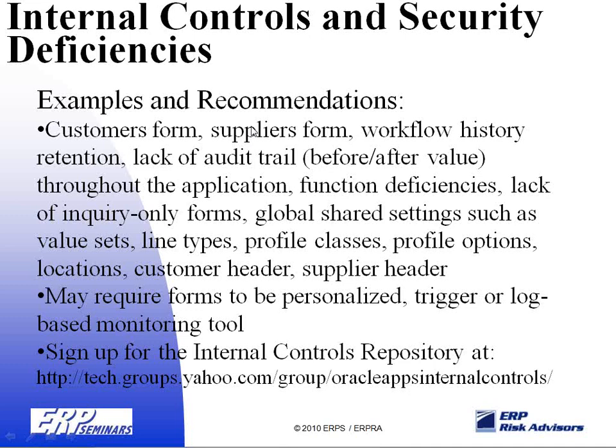There are some function deficiencies, and customers and suppliers masters are examples of that. But for example, the approval of adjustments in AR, the way the form and the function are designed, allows a user to do multiple adjustments or write-offs to an invoice or transaction, as long as each adjustment is within their approval limit.